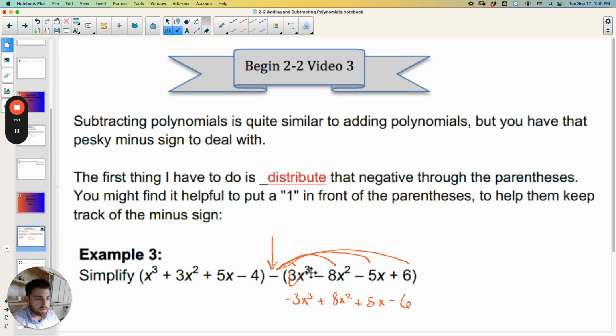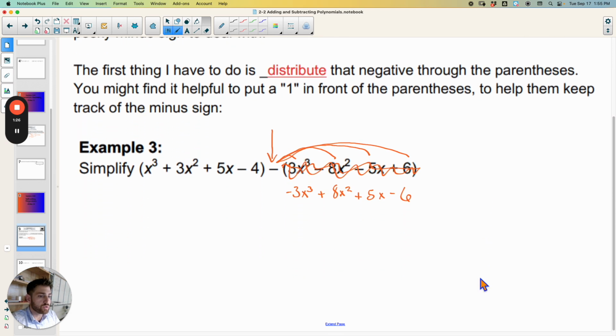And once I do that, there's nothing else I need to do with this polynomial. I essentially have a new expression or a new problem here, and I just need to add the like terms in this set. Okay, so I'm going to box this in. So I have an x to the third and a negative 3x to the third. So those two are going to combine to give me a negative 2x to the third. So negative 3 plus a 1 in front of this x cubed, that's going to give me negative 2.